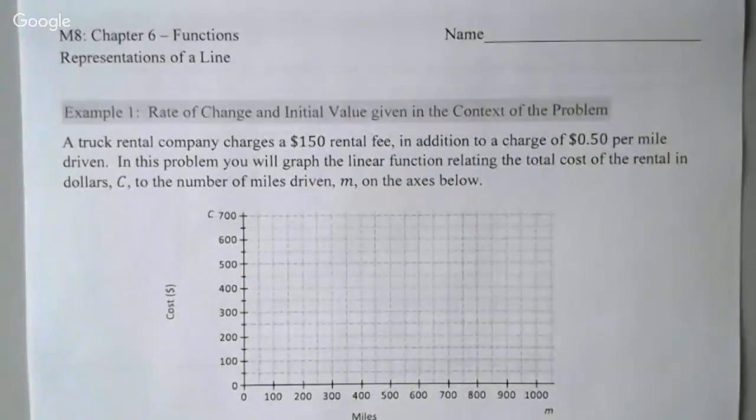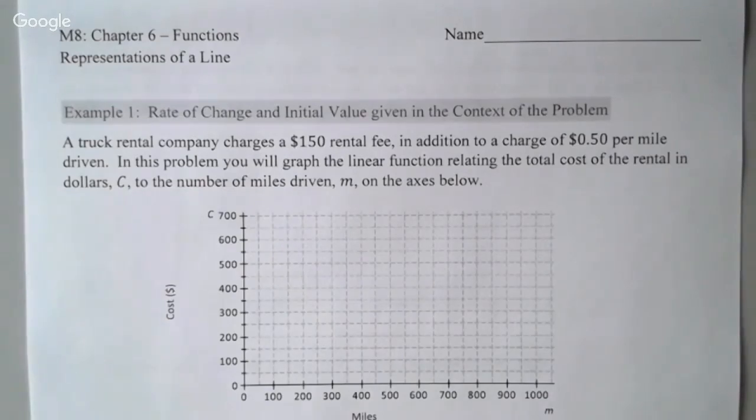Now we're going to look at representations of a line. So in example 1, we're going to look at rate of change and initial value given in the context of a problem. So still reiterating a lot of the same things we've been talking about: slope, y-intercept, which is the same as rate of change and initial value, and what it means in terms of the situation, not just in general.